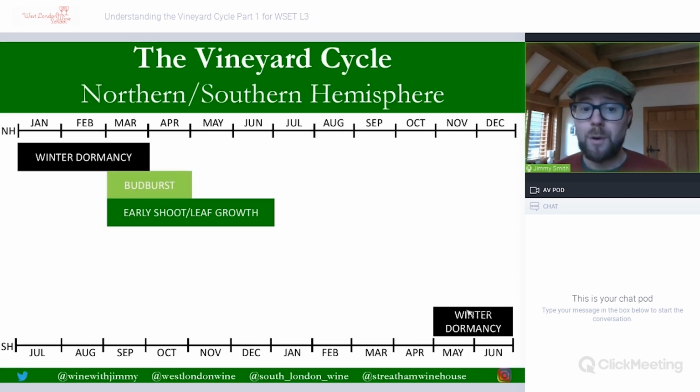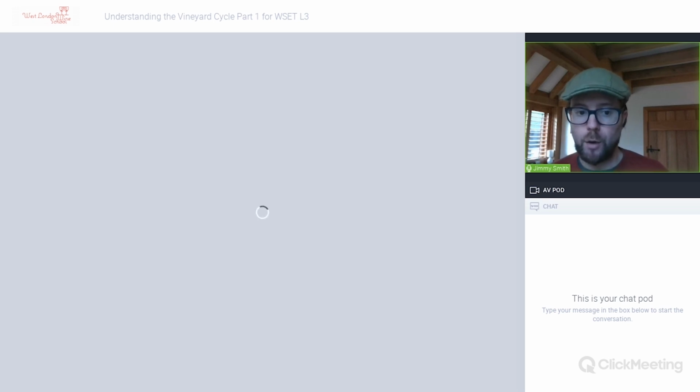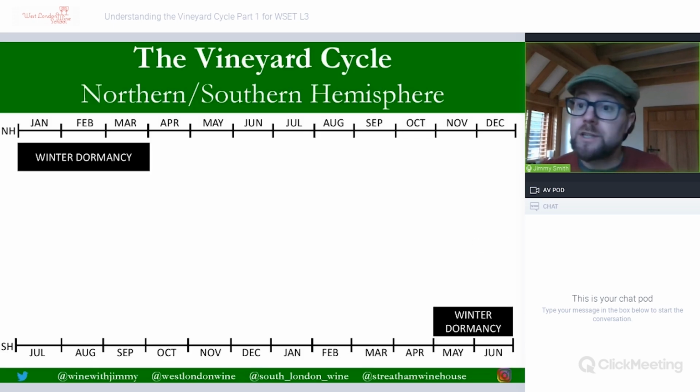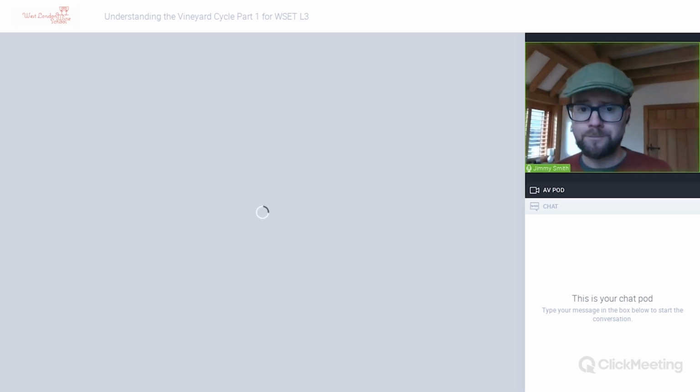So in this presentation, we are looking at just these ones. So it's half of the year. We are looking at winter dormancy, budburst, and early shoot and leaf growth. So first up, we are going to look at the black boxes, which is winter dormancy. So our dormancy time, November through to March in the Northern Hemisphere, and May through to September in the Southern Hemisphere. So let's go through a little bit about what happens in the vineyard during this winter dormancy.